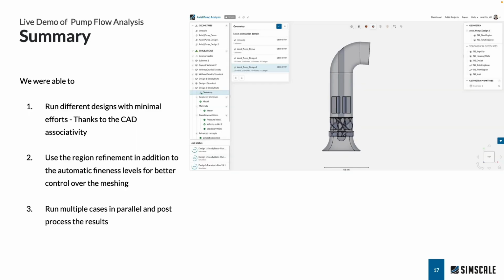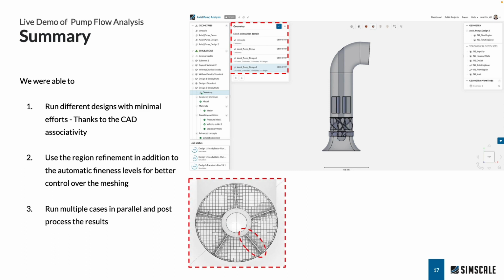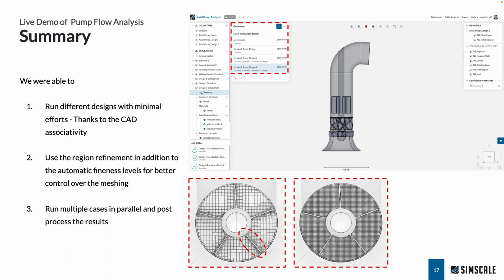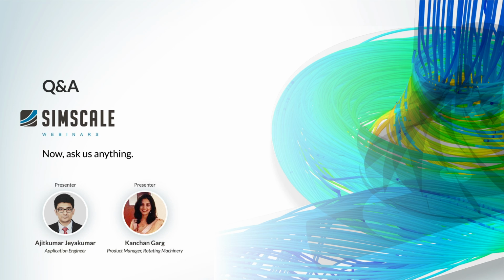Perfect. Now what we are able to see today is run different simulations with different designs with minimal effort, thanks to the CAD associativity. And apart from that, we also took a look at how the region refinement can help you focus the mesh on the important regions and optimize the runs. We were able to also see how we can run different runs in parallel and compare the results side by side. This is all for today, and I'll be opening up this stage for questions.